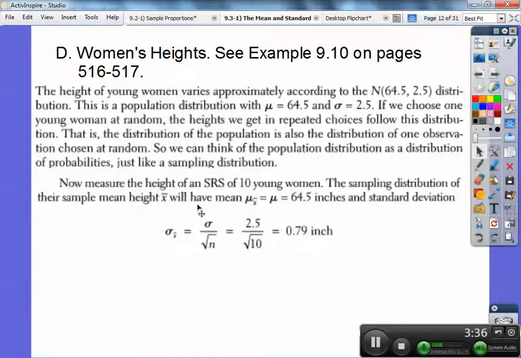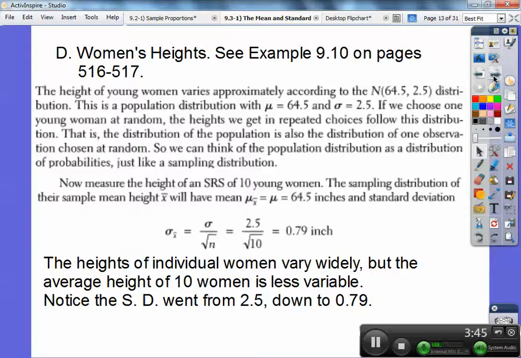So since our SRS is size 10, then we do 2.5 divided by the square root of 10, which is 0.79. Okay, and then we do the same calculations with the z-scores and stuff. Okay, write this down. The heights of individuals, women, vary widely, but the average height of 10 women is less variable. Notice from each individual woman it was 2.5, the standard deviation, so it varied much less when we did a group of 10 women.